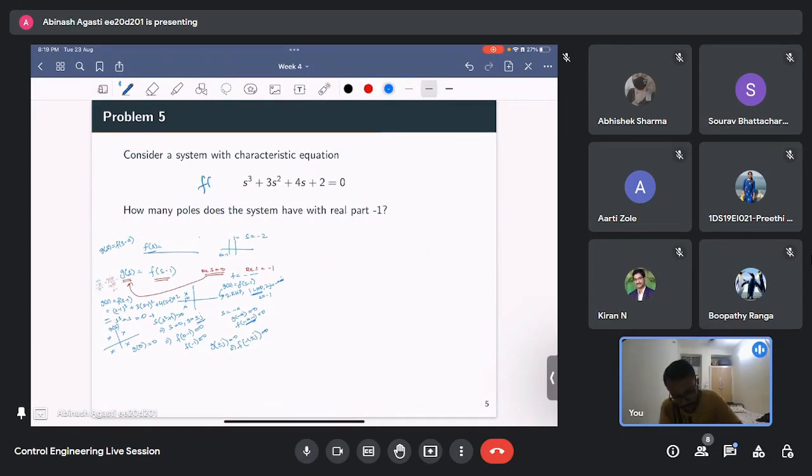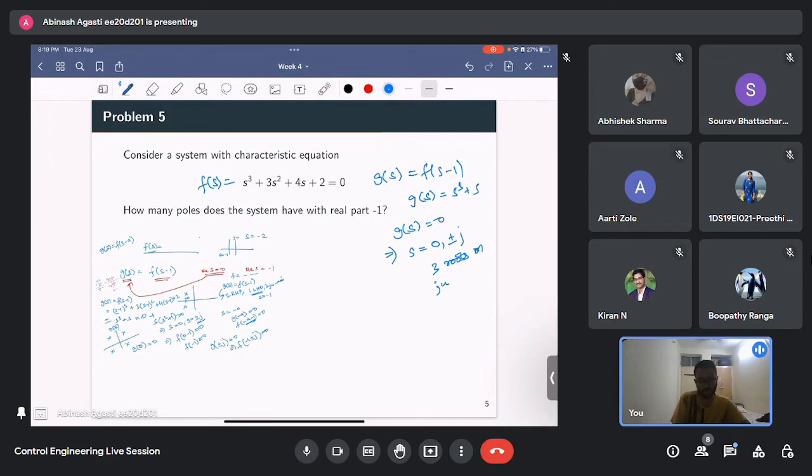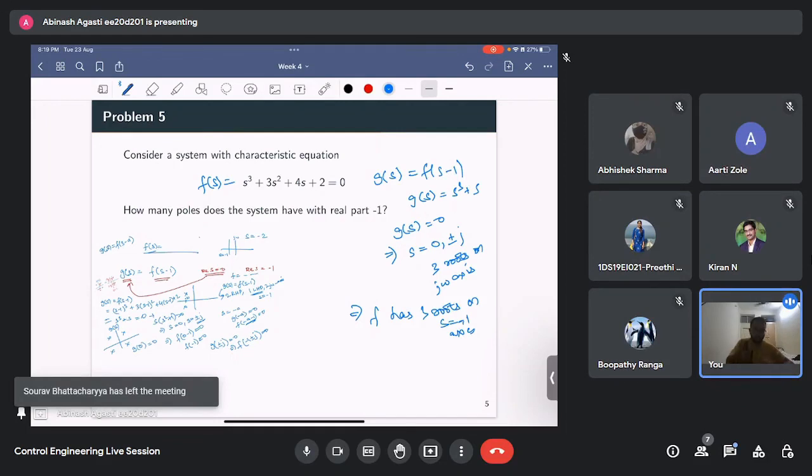I had this f of s. G of s I am saying is equal to f of s minus 1. Now, how many poles does the system have with real part 1? I'll solve for g of s. We saw that it is equal to s cube plus s. Now I'll solve g of s equal to 0. That means s is equal to 0, plus minus j. Since g has 3 roots on the j omega axis, f has 3 roots on the s equal to minus 1 axis. So that is the rule of thumb that we'll have.